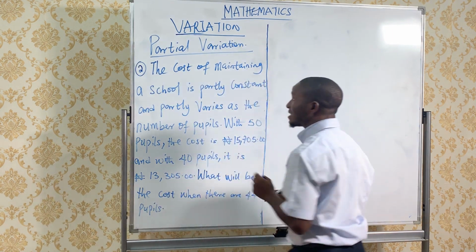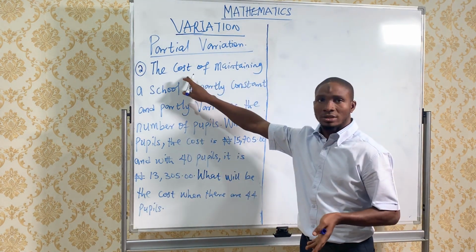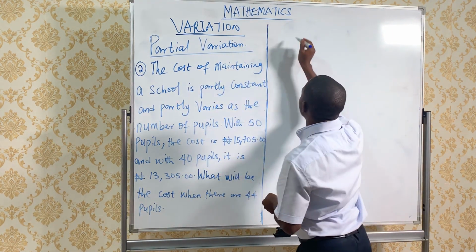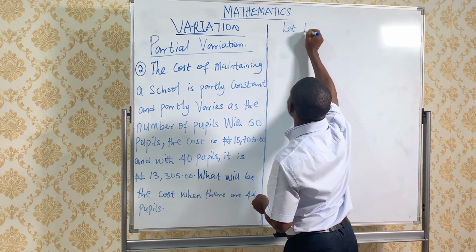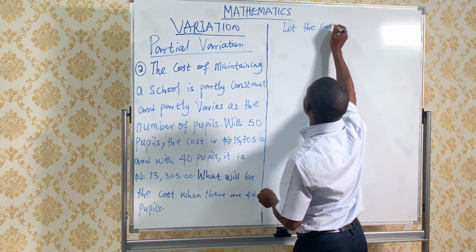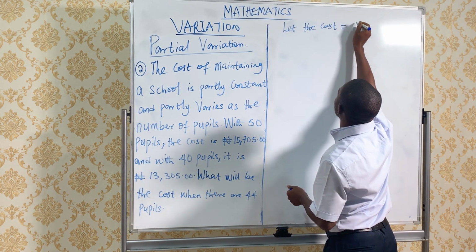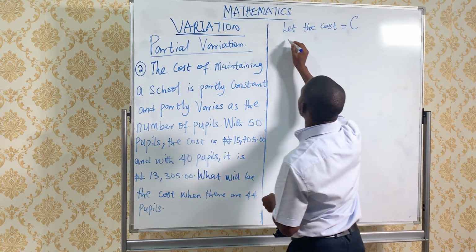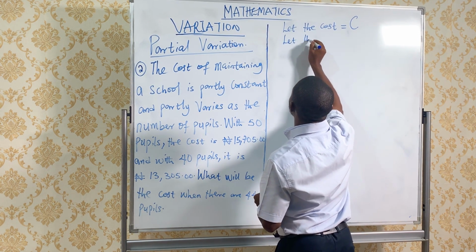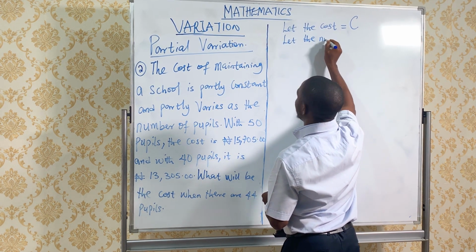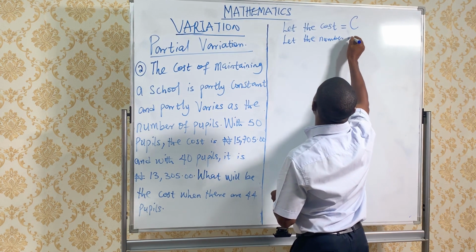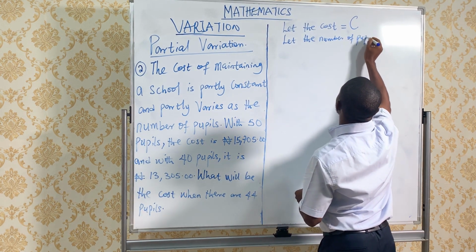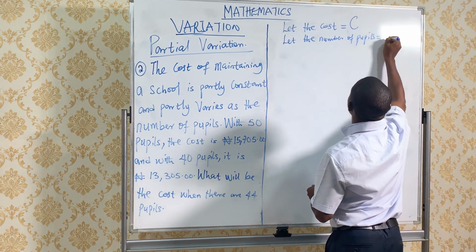So we can start by representing the cost with an alphabet. We can say, let the cost for maintaining the school be capital letter C, and let the number of pupils be P.